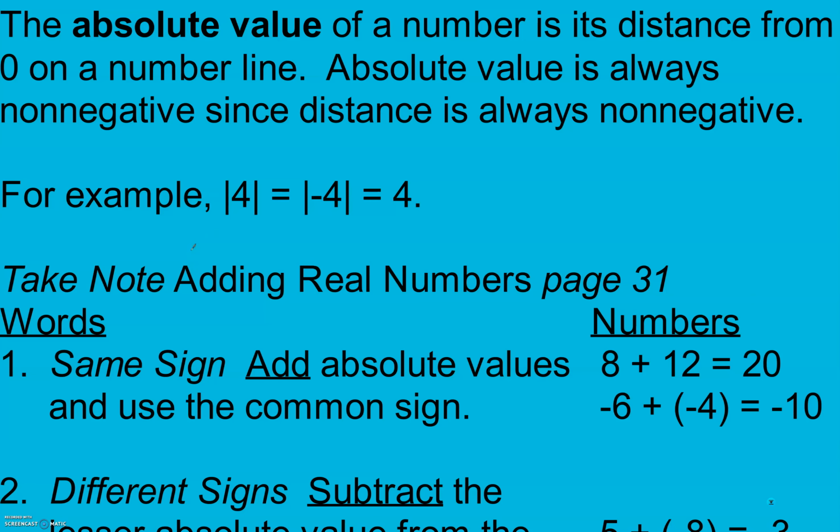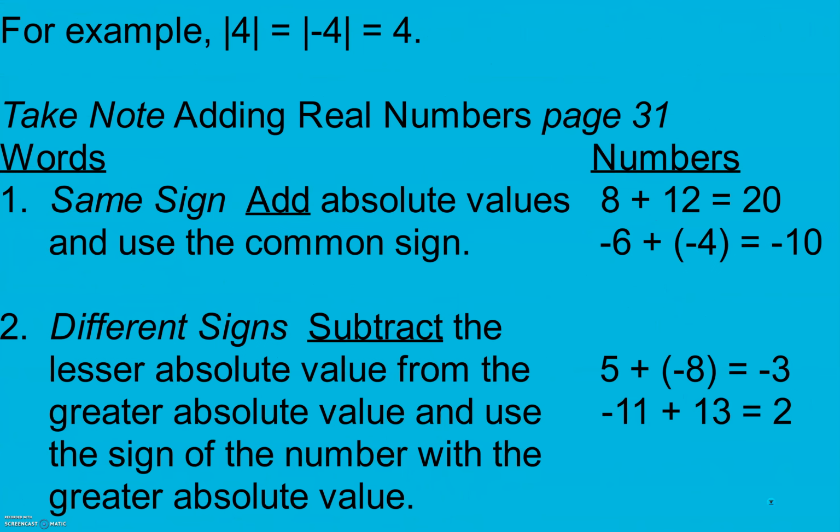So there's a take note on page 31 about adding real numbers. If we have the same sign, we're going to add the absolute values and use the common sign. So whether it's 8 plus 12 to get to 20, or -6 plus -4 to get to -10. So here again, absolute value would be +6, absolute value +4. We add them up, get 10, and give it that common sign. So -10.